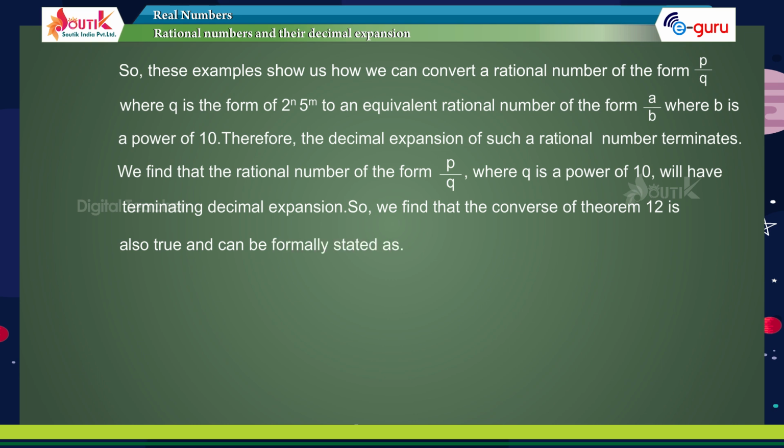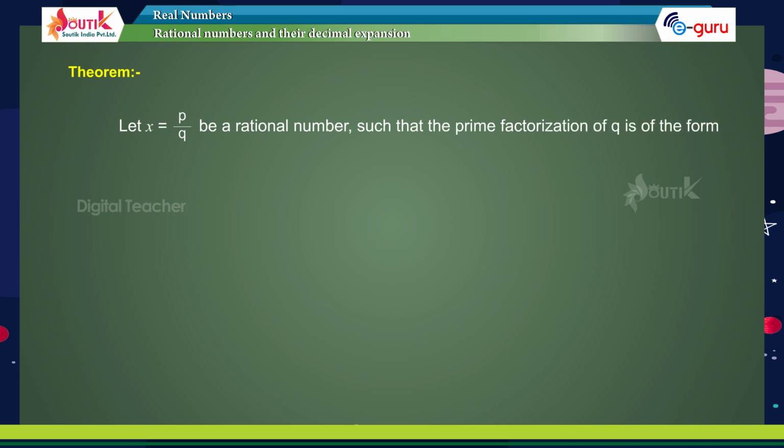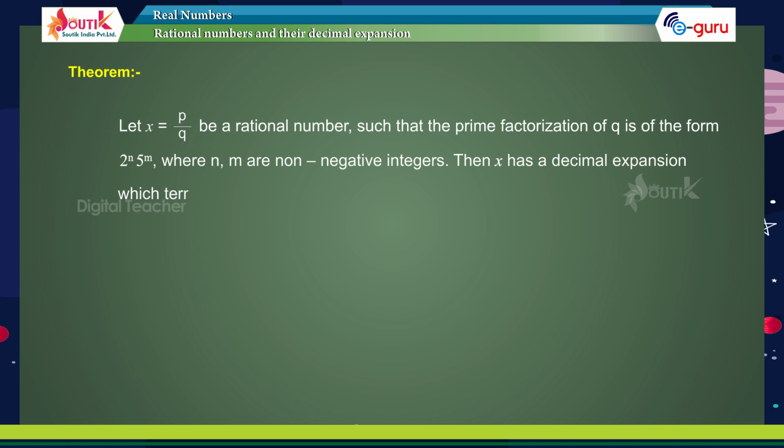Theorem. Let x equals p by q be a rational number such that the prime factorization of q is of the form 2 to the power of n, 5 to the power of m, where n, m are non-negative integers. Then x has a decimal expansion which terminates.